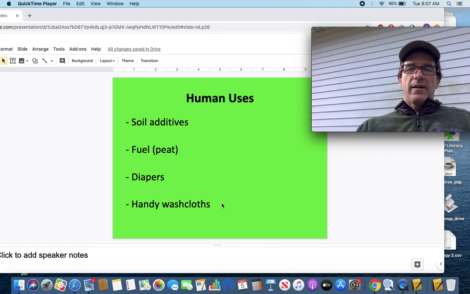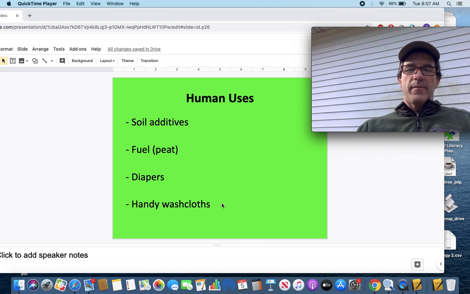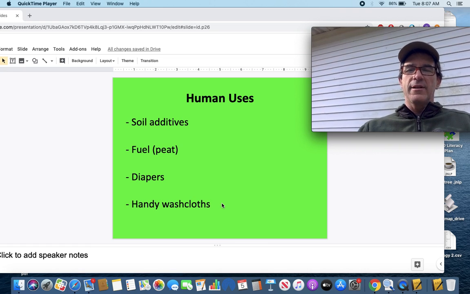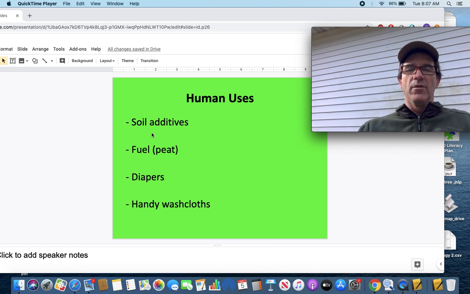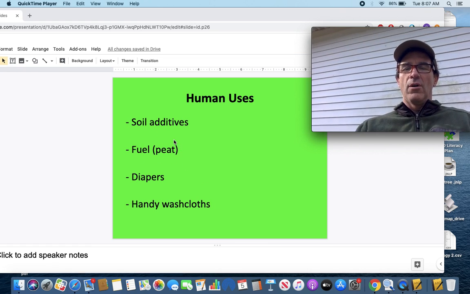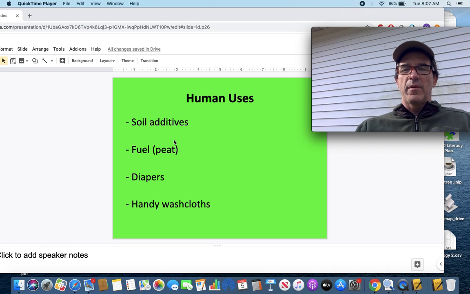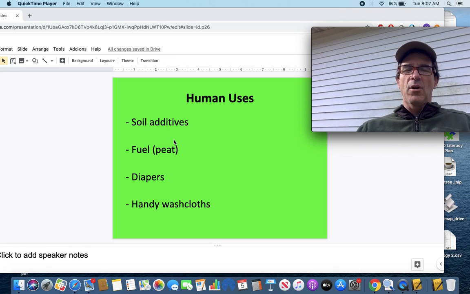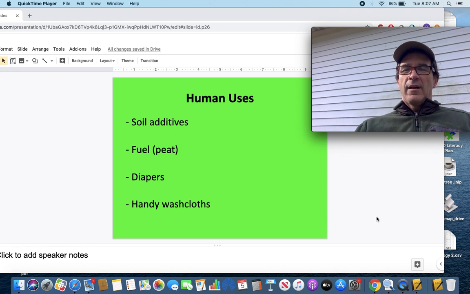So the bryophytes do have some economic importance. And throughout geologic history, we find that this fuel will eventually form coal. Not in our lifetime, but over thousands, maybe millions of years. Coal is formed from peat. So obviously we use a lot of coal in society nowadays.